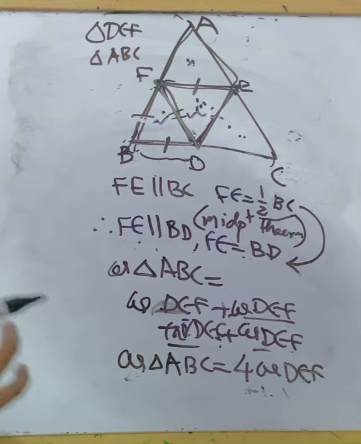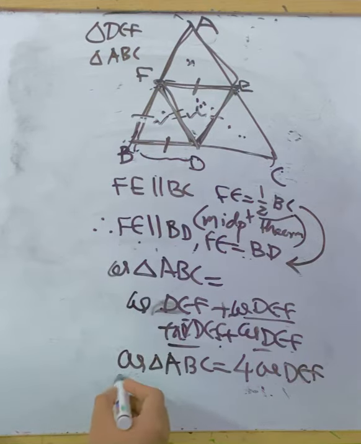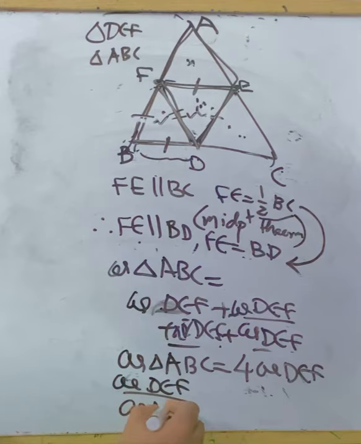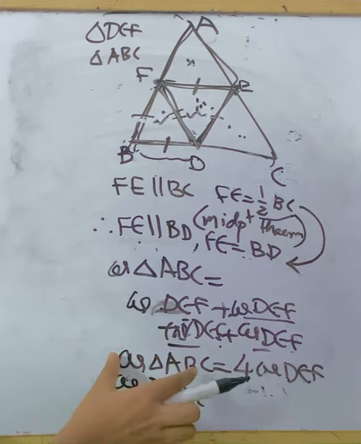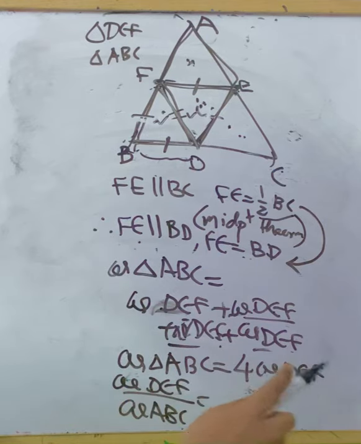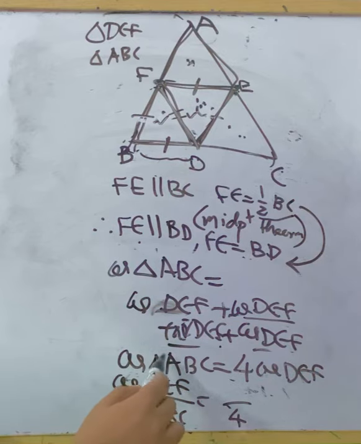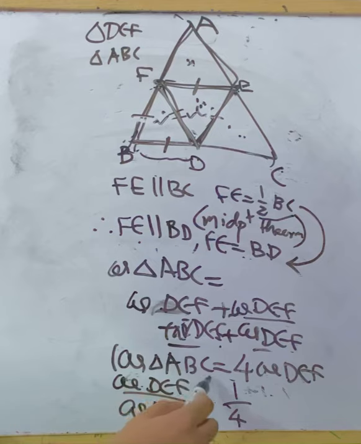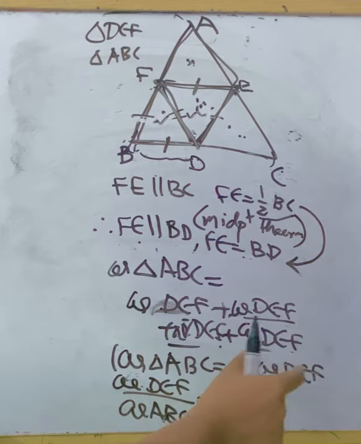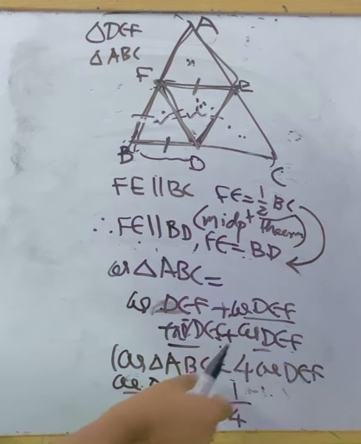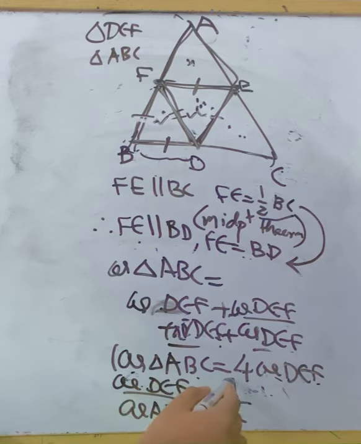Coming to the question, find the ratio of the area of DEF and ABC. That is area of DEF by area of ABC, that we have to find. Here we have DEF, take this ABC to the denominator. So this 4 goes to this side, then it becomes the denominator. Here we have 1 area ABC equal to 4 area DEF. We are taking ABC to this side and 4 to this side. Now this is fraction form.